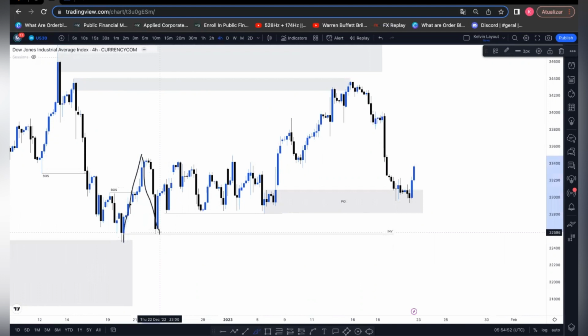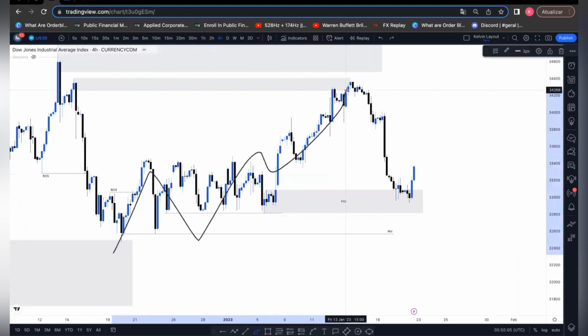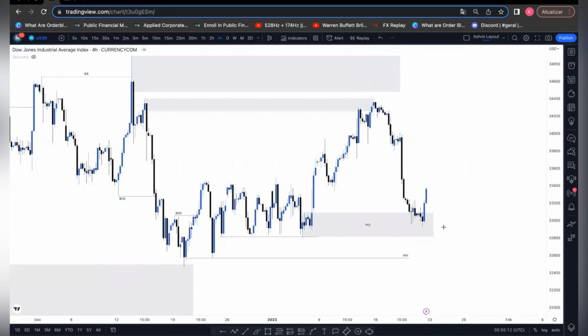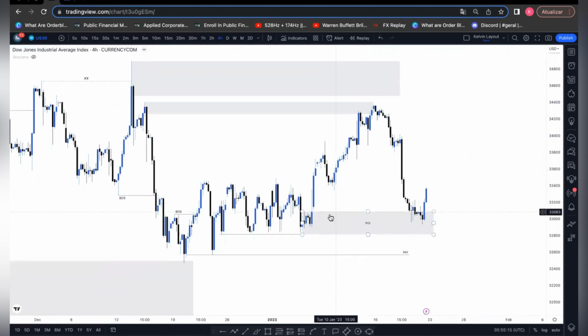Price came back and then price actually broke structure again right here. So it created this bullish order flow on the 4 hour, right? With this second break of structure. So we had break, mitigation, then price created the second break and we left this order block right here. So that's what I was waiting for, right? I was waiting for price to come down to this order block.